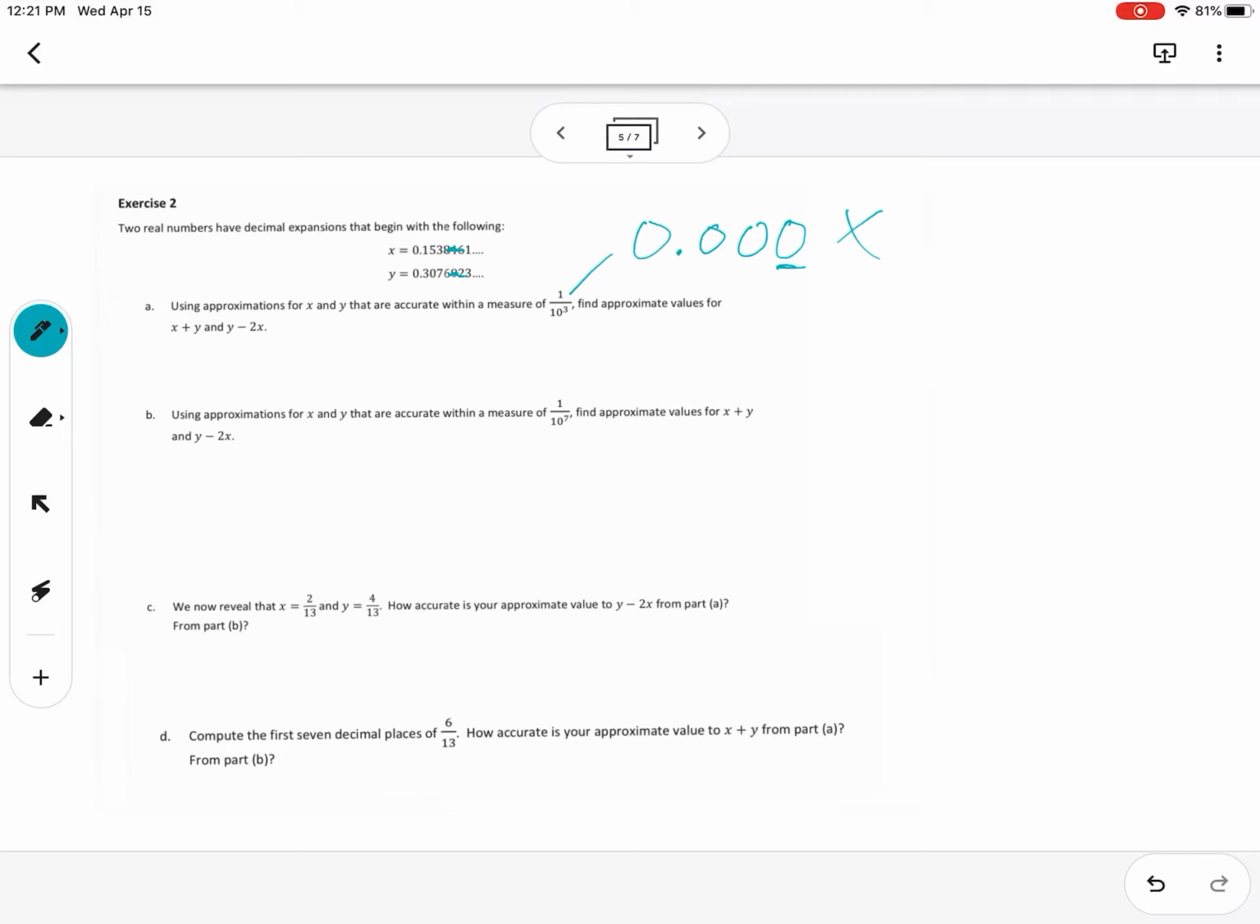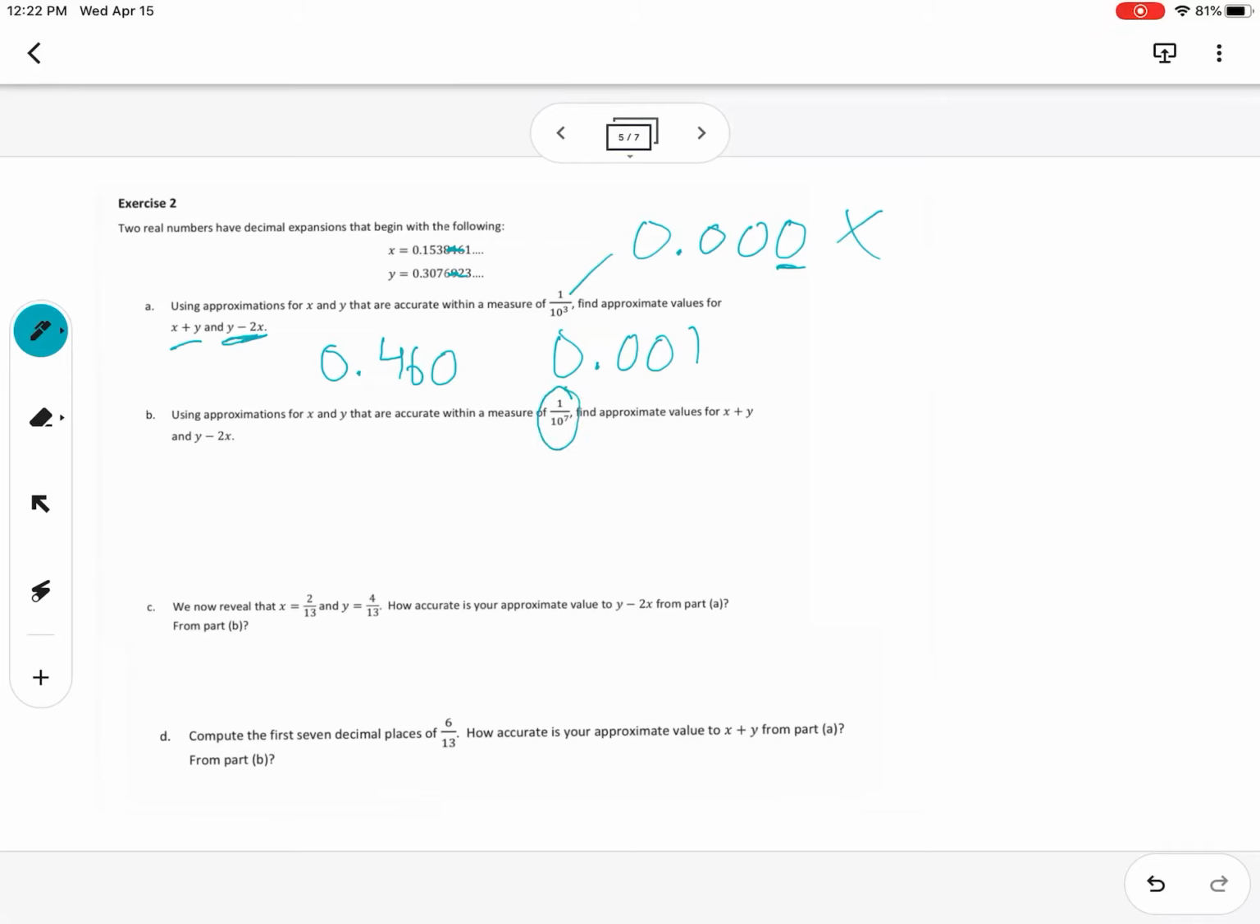Okay, so for part 2A, and I'm just giving the answers for the addition first, you should have gotten 0.460. And for the second part right here, y minus 2 times x, you should have gotten 0.001.